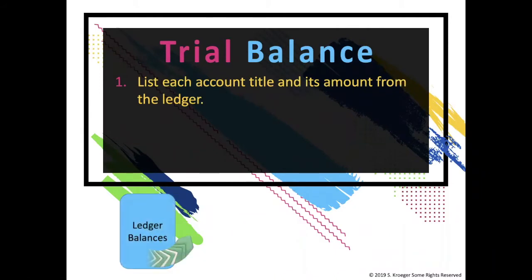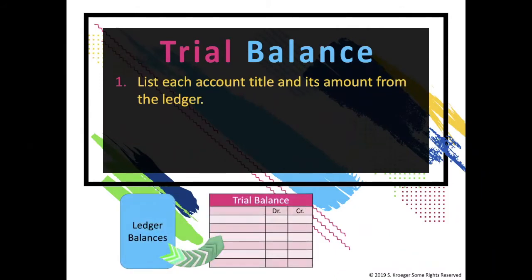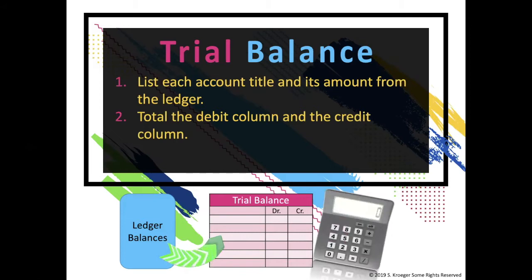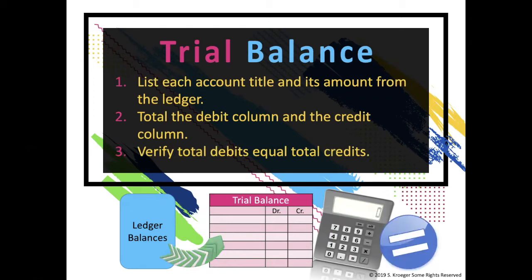The trial balance lists all the accounts and balances from the ledger. It is a listing of all accounts. Once we put in all the account names and balances, we will total the debit and credit columns. After the columns are totaled, we verify that debits equal credits. If they do not equal, then we know there is an error and we will need to fix that error before progressing. If they do equal, it does not mean that it is completely free from errors, but we at least know that we are on the right track and that our debits and credits do equal.